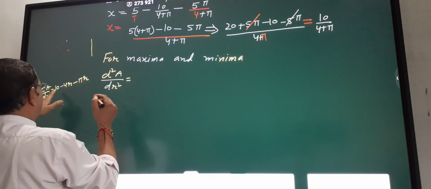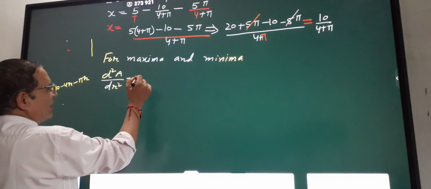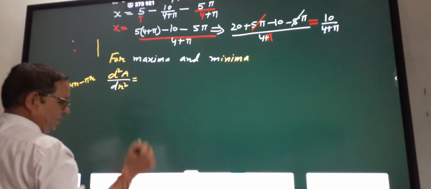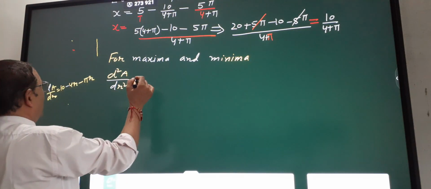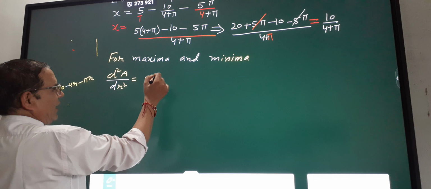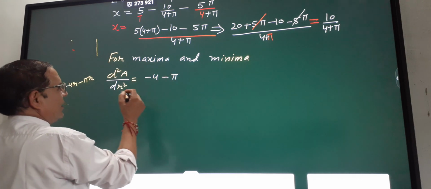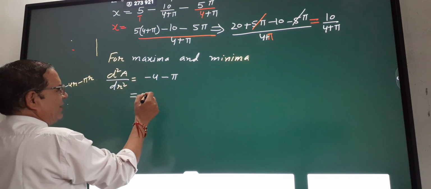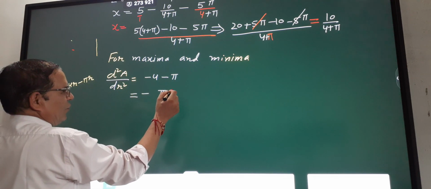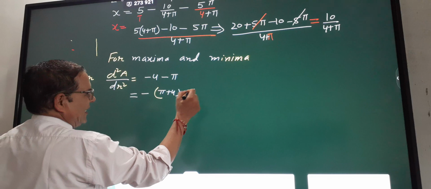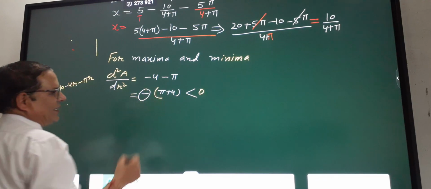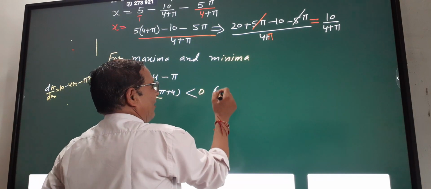So now what will be? The derivative of the constant is 0. It is minus 4, and it is minus pi. Clear? So what is the given result? Minus (4 plus pi), and this is always less than 0 because of this negative sign. Hence the area will be what?